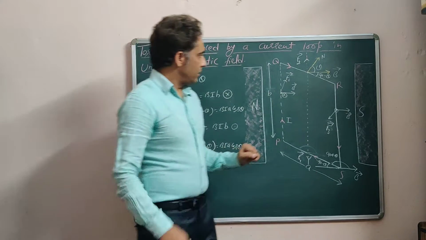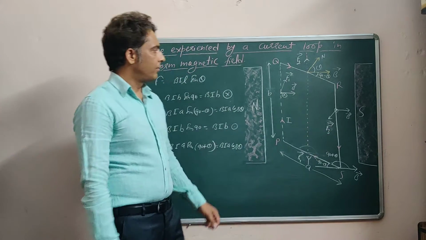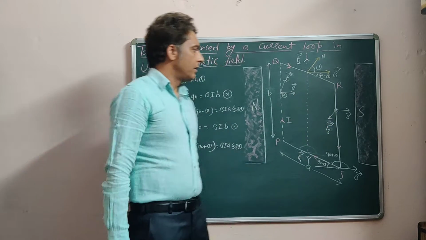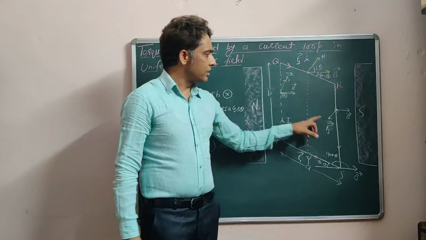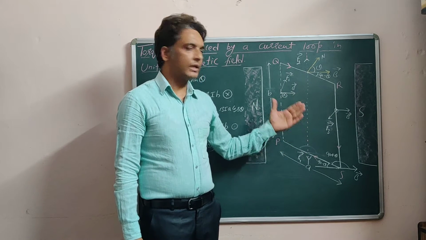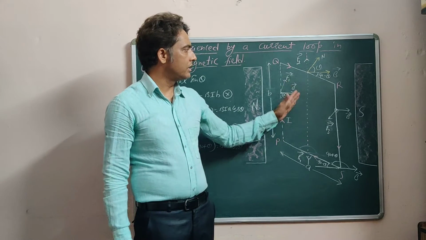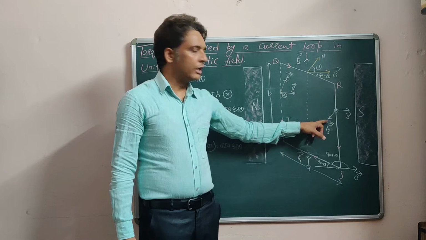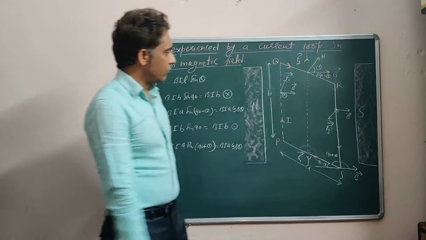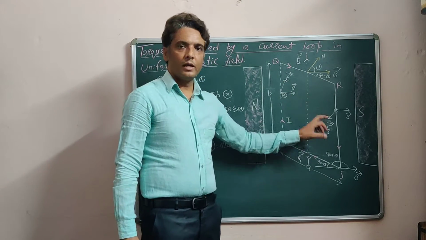But if we see the line of action of these two forces F1 and F3, the lines of action are different. So these two forces are forming a couple, and hence we can calculate the moment of couple. Moment of couple means torque on this coil. So this couple will produce torque. So let us see how we can calculate the torque due to this couple F1 and F3.